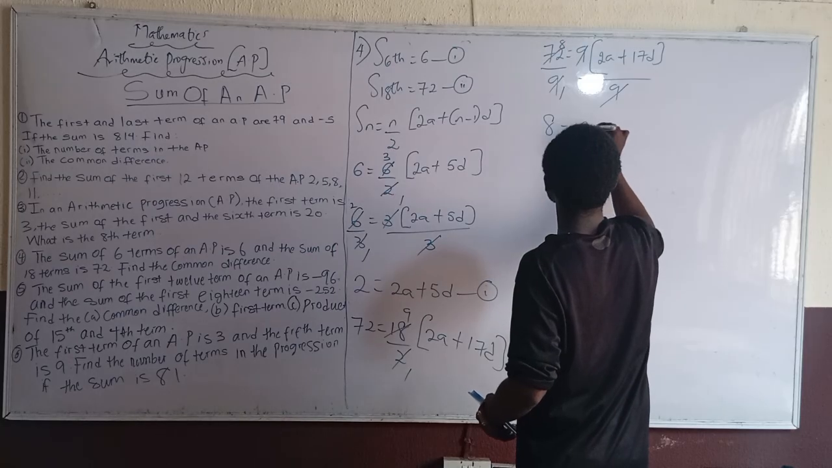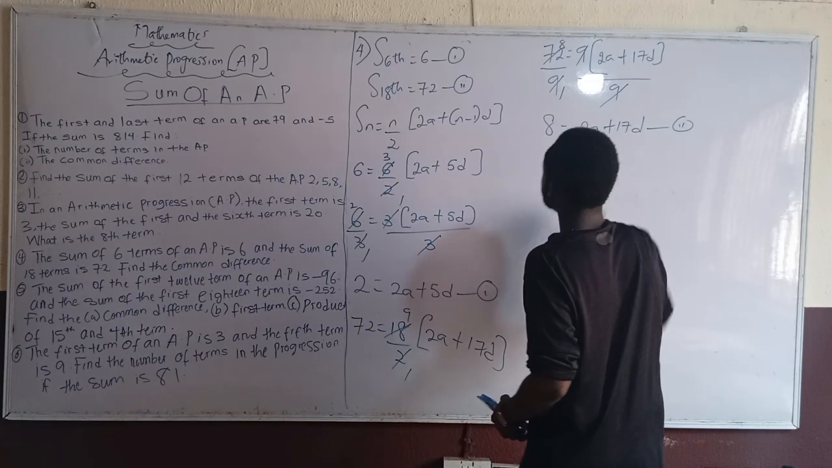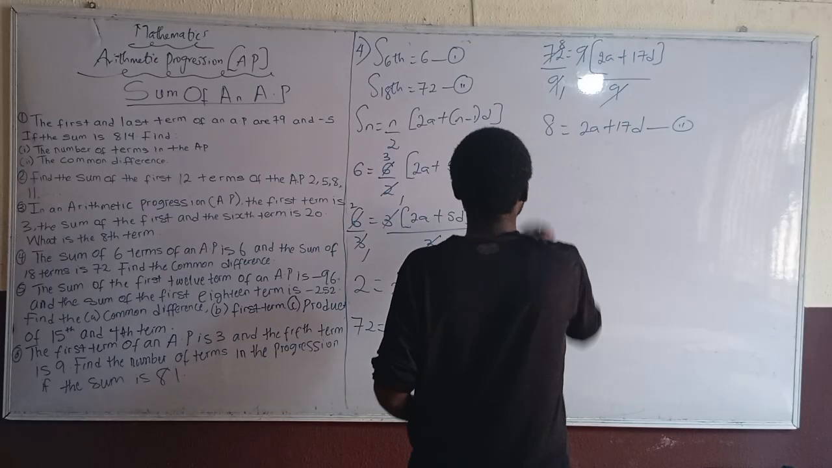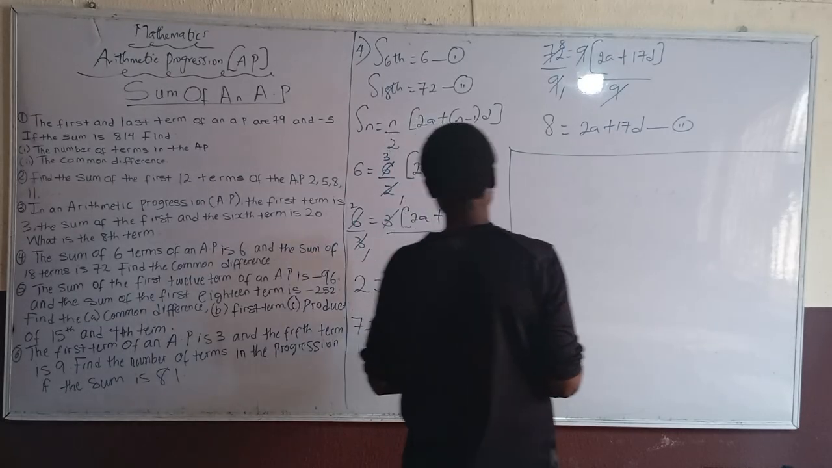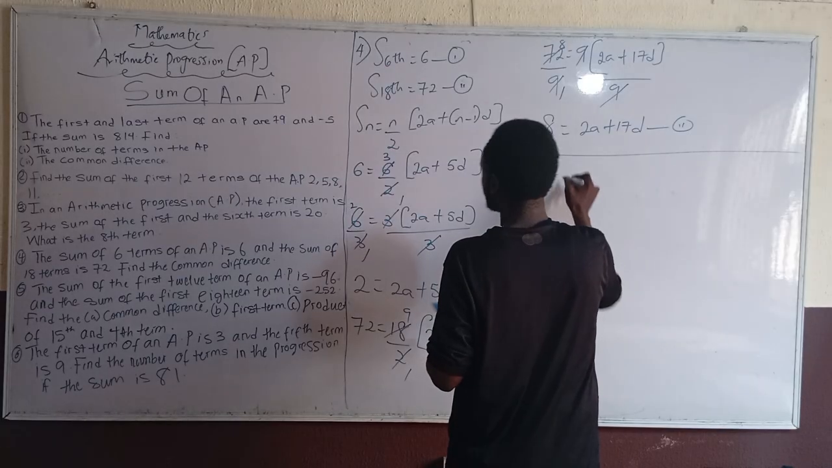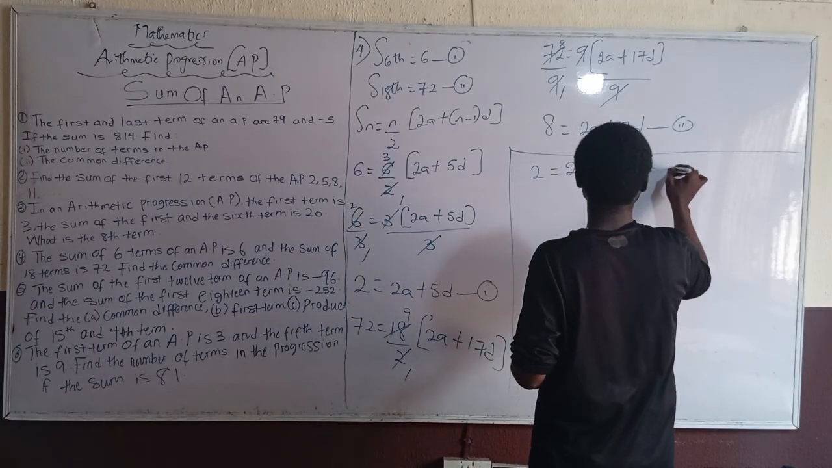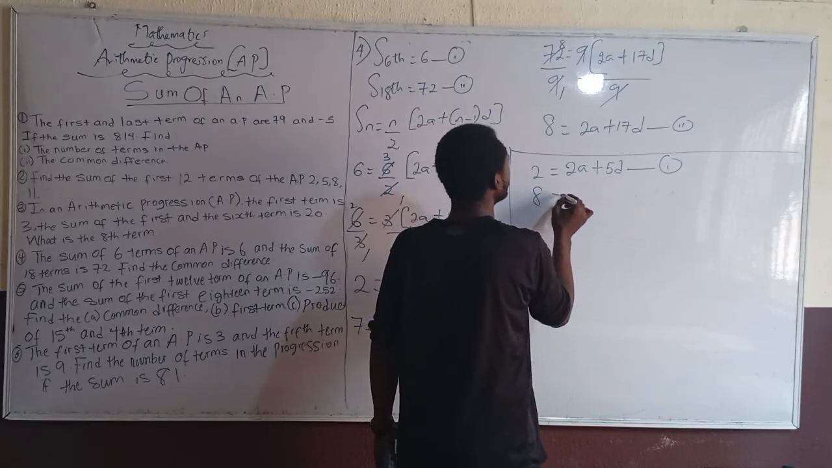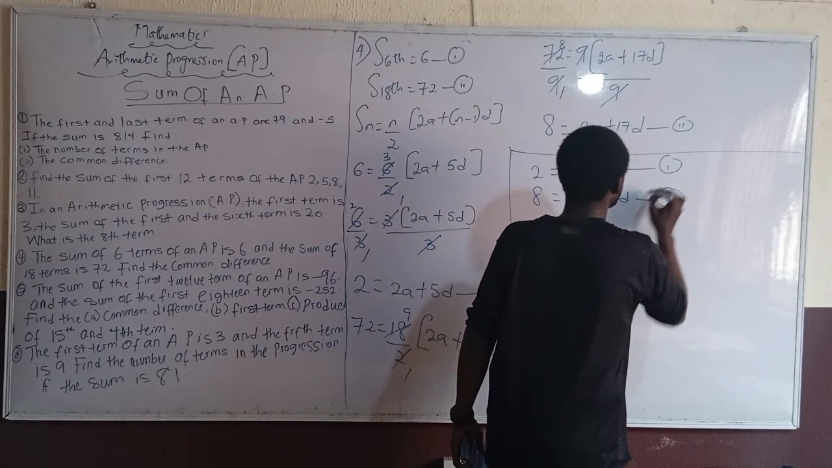So 8 equals 2a plus 17d, equation 2. Let me bring my equations together. So I have 2 equals 2a plus 5d, equation 1, and I have 8 equals 2a plus 17d, equation 2.